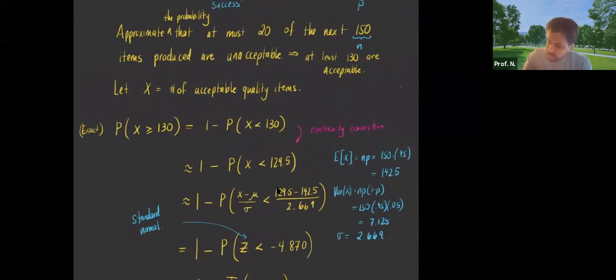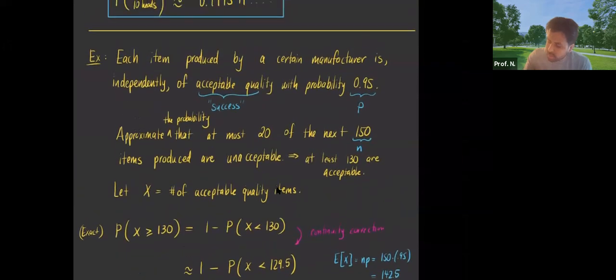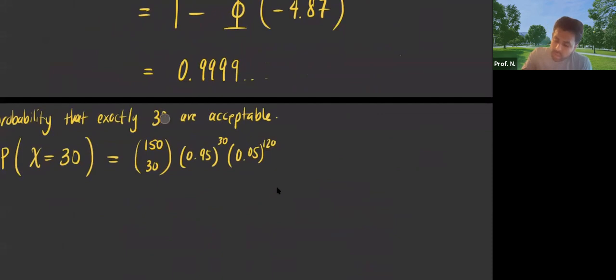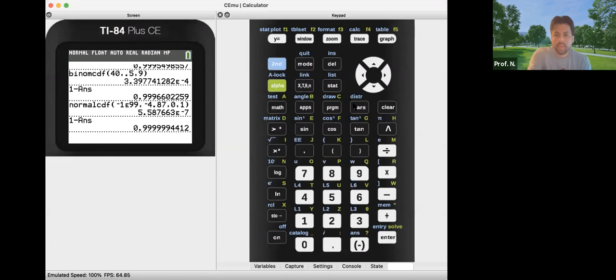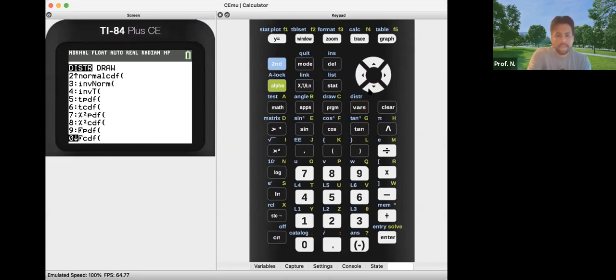I want to show you a better example. So let's say this was 80 instead. What if 80 of the items are acceptable? So this will be 80, this will be 80, and this will be 70. Then you can put this in your calculator. We're going to use the binomial distribution, and it's PDF because we want just one, right? So the trials are 150, the probability here is 0.95, and the X value here is 30.